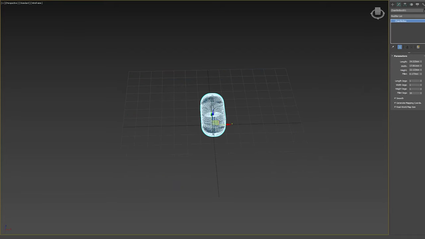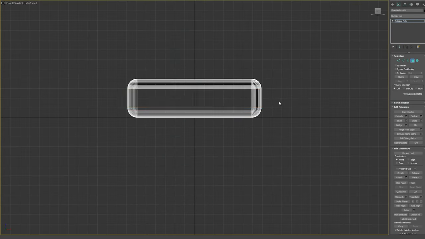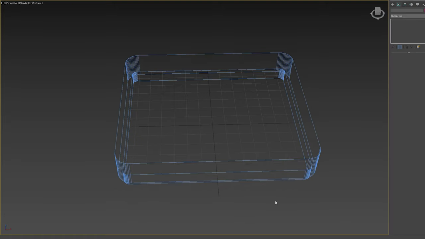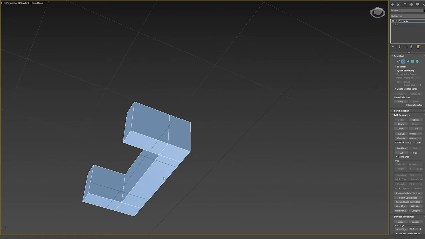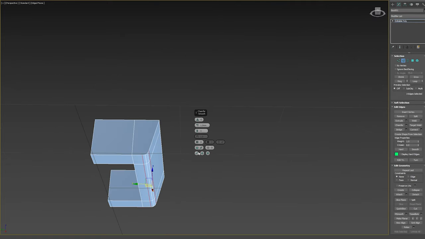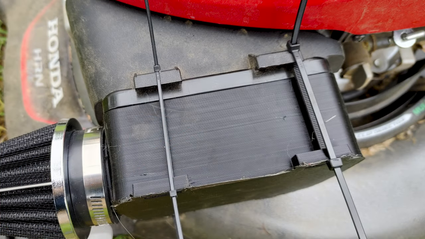And then I got to designing in 3D, using the chamfer box primitive in 3ds Max. Next, I created some hooks so that I could use zip ties to hold this together. That's right, zip tying this together was part of the design from the very beginning.